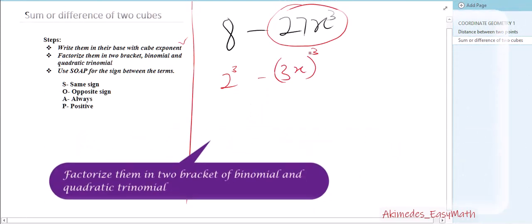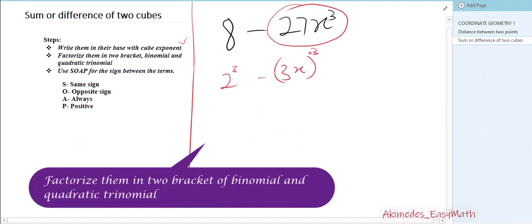After writing this, it says factorize them into two brackets: a binomial and a quadratic trinomial. So whatever expression we have here, we write in the binomial and then the trinomial form. Let's see how it's going to be. Whatever we have here, we write in the binomial: 2 minus 3x. That is the binomial. Then we move on to the trinomial.